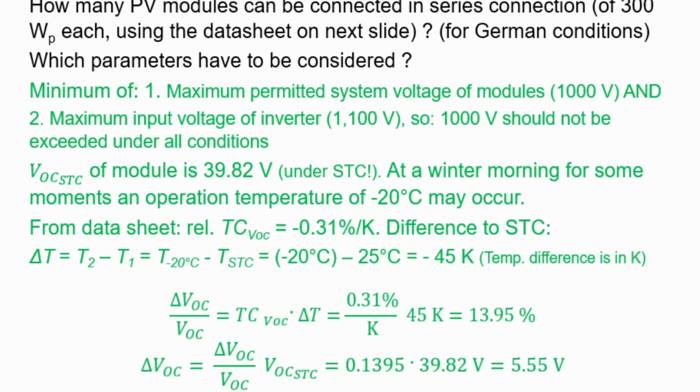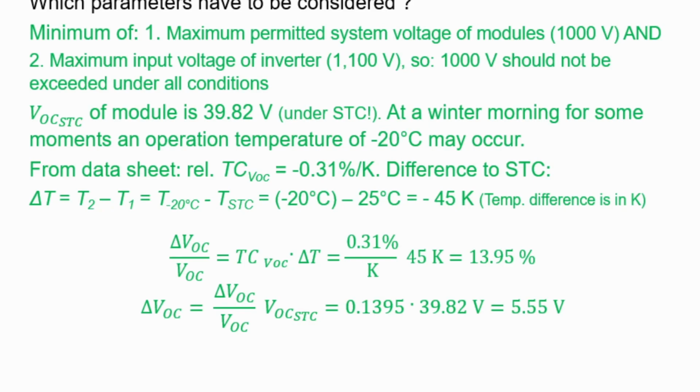So if we put in the numbers, this is the formula here. You have the formula for the relative increase in voltage: delta open circuit voltage divided by the open circuit voltage is the temperature coefficient times the temperature difference. You put in the numbers here and you have a relative increase of 13.95% or 0.1395. If you multiply 0.1395 times the open circuit voltage under standard test conditions, you come to an increase of 5.55 volts.